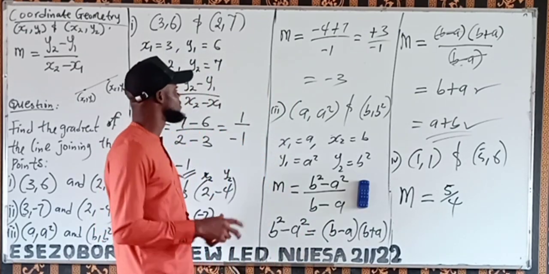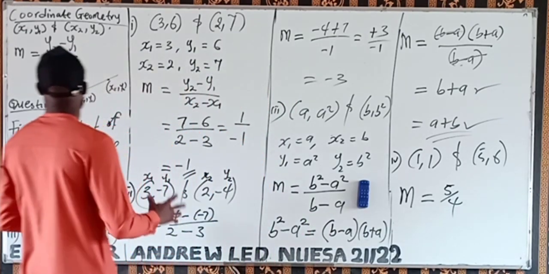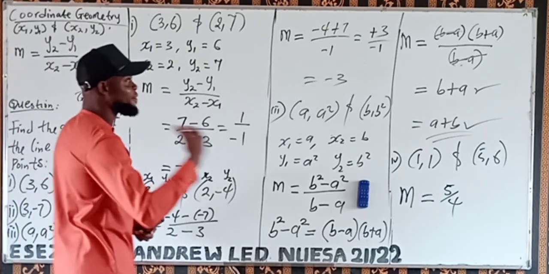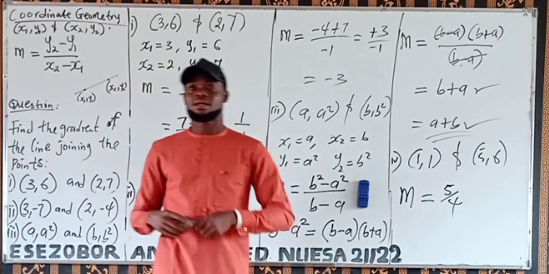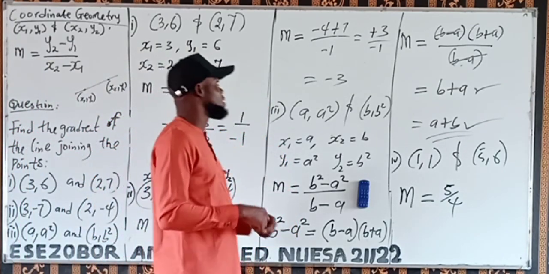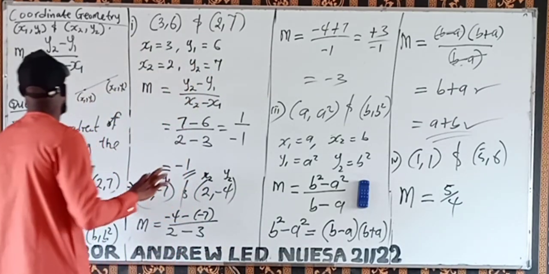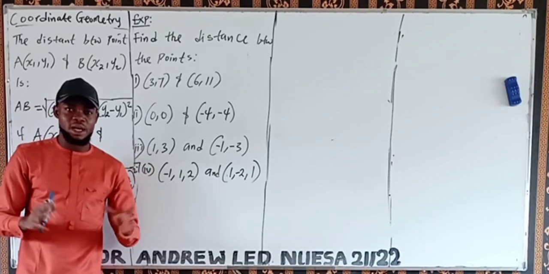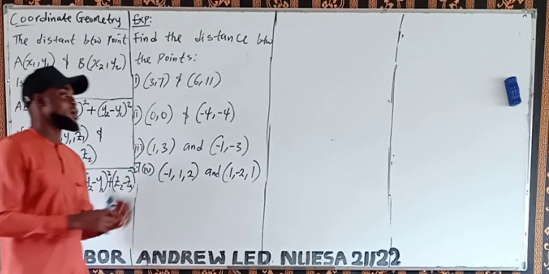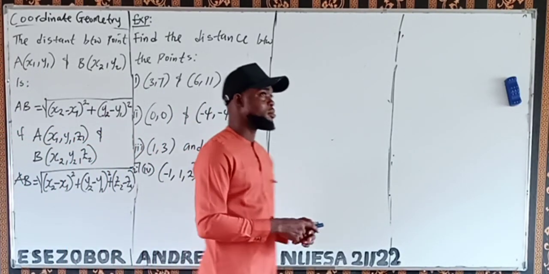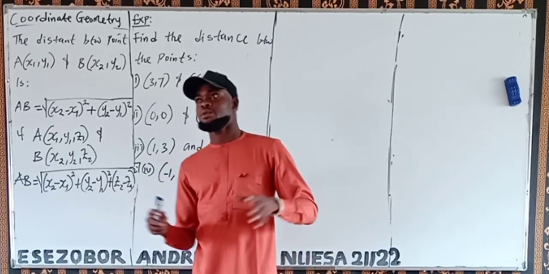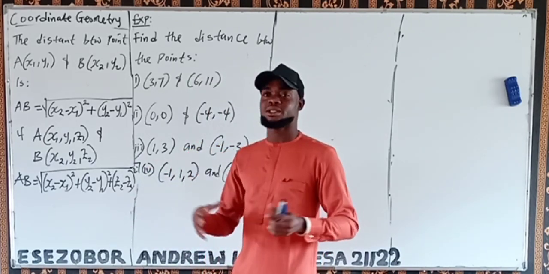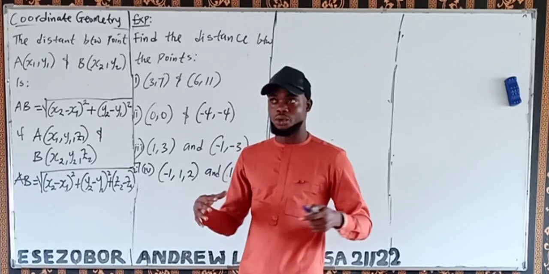Thank you. Let's move on to how to get the distance between two points. Distance between two points. That's the next one I'm going to look at now. How do we get the distance between two points whose coordinates are known?